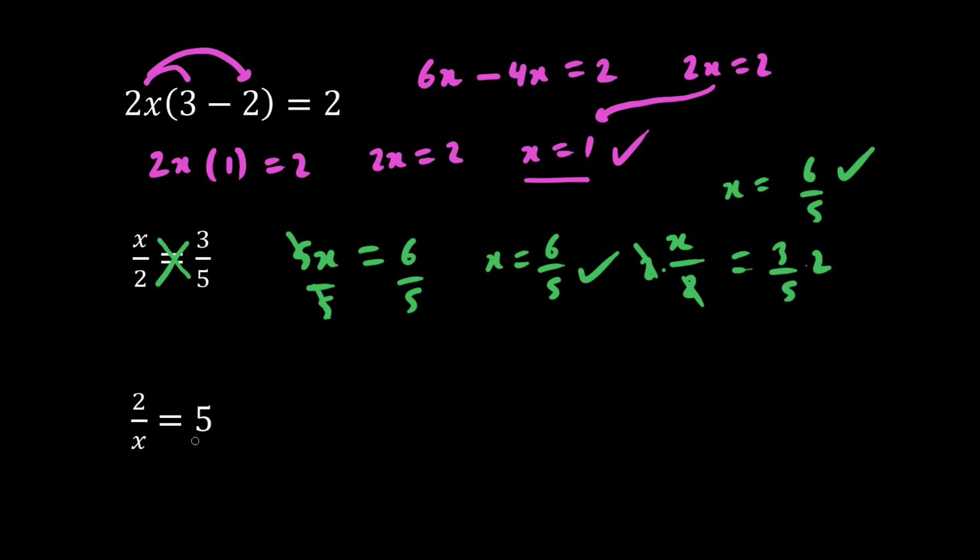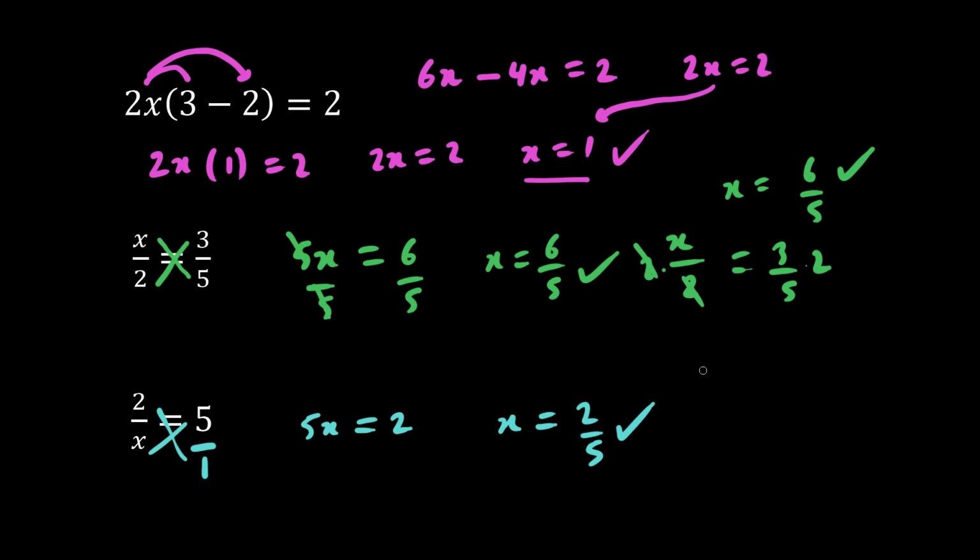Again, this question looks like a cross-multiplying question. We have 5 over 1, and we can cross-multiply. We have 5x equals 2 times 1, which is 2. Dividing both sides by 5, we get x equals 2 over 5.